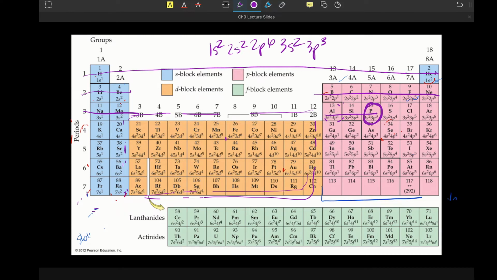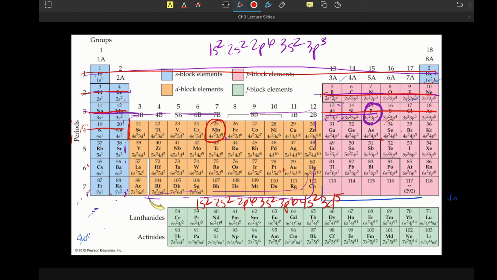Or for example, if we wanted to do something different like manganese, same principle. We've passed that part up here. So 1s2, 2s2, 2p6, 3s2, 3p6, 4s2, and here is where we do have to memorize a little bit: our D's are back 1. So 3D, 1, 2, 3, 4, 5, 3D5.